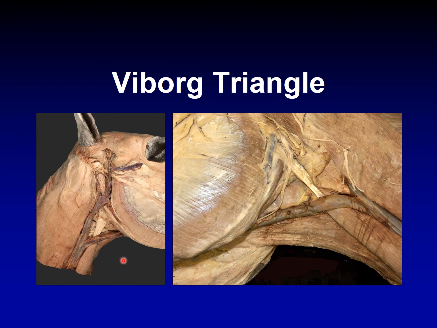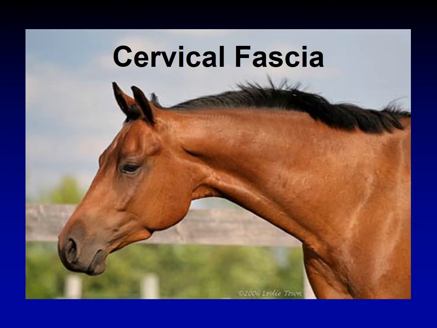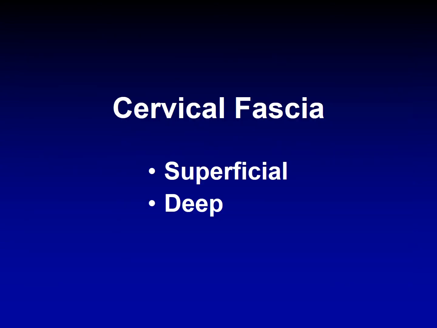Now we move to our third bullet in the discussion, and that is the cervical fascia. Cervical fascia are two kinds. We have the superficial cervical fascia, and we have the deep cervical fascia. Superficial cervical fascia and deep cervical fascia. Let's talk about each one by itself.